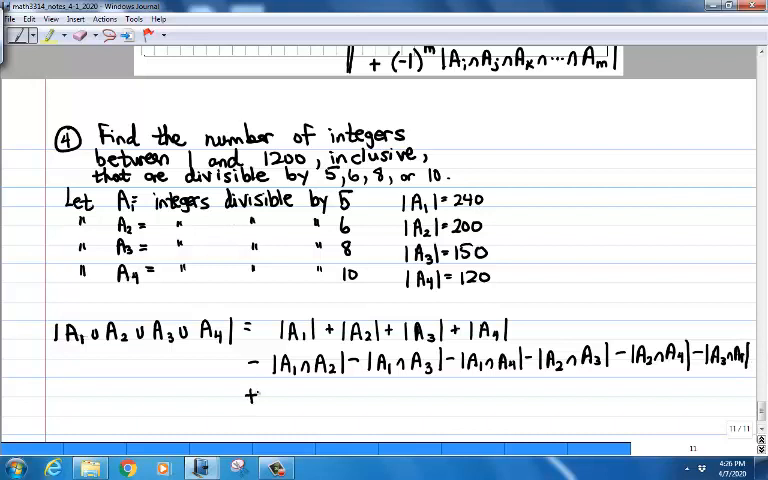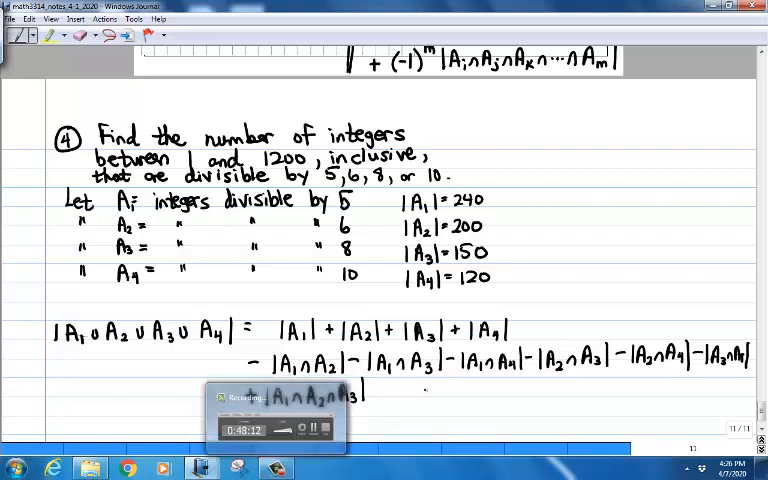Now add back in. So include, exclude, include. What are we going to add back in? Now you have to look at the intersections of 3 of them at a time. You must make sure you get every combination of 3 sets and compute the cardinality of that intersection.